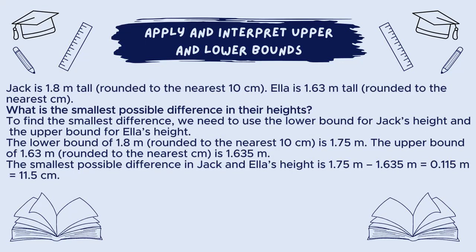Another example. Jack is 1.8 meters tall, rounded to the nearest 10 centimeters. Ella is 1.63 meters tall, rounded to the nearest centimeter. What is the smallest possible difference in their heights? To find the smallest difference, we need to use the lower bound for Jack's height and the upper bound for Ella's height. The lower bound of 1.8 meters rounded to the nearest 10 centimeters is 1.75. The upper bound of 1.63 meters rounded to the nearest centimeter is 1.635 meters. The smallest possible difference in Jack and Ella's height is 1.75 meters minus 1.635 meters, which gives you 0.115 meters, which is 11.5 centimeters.